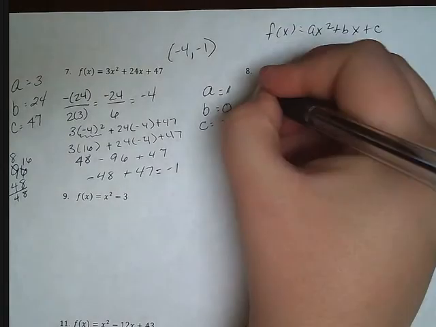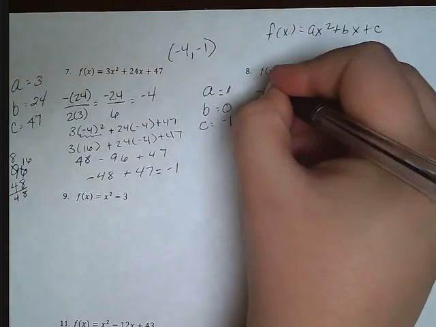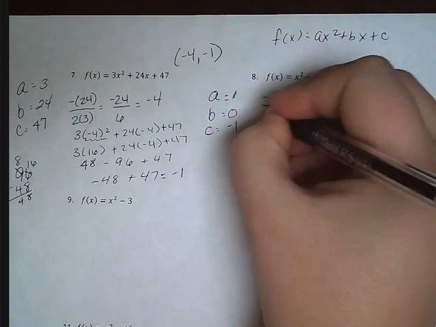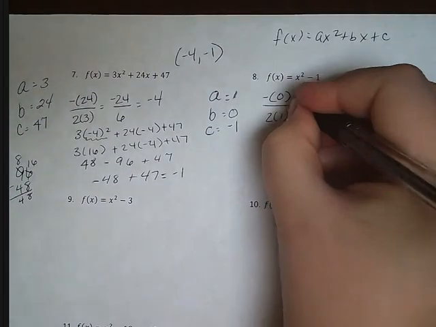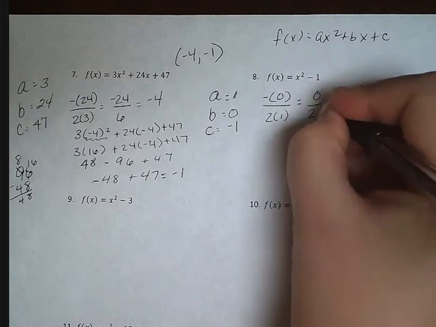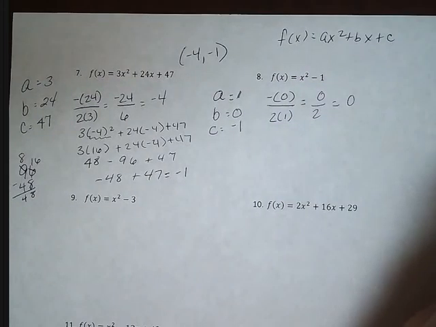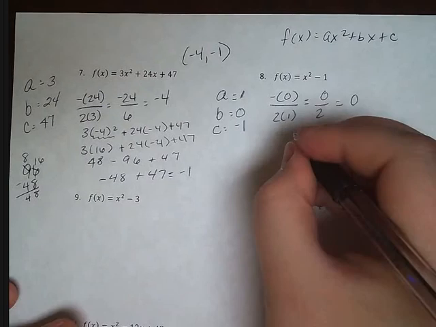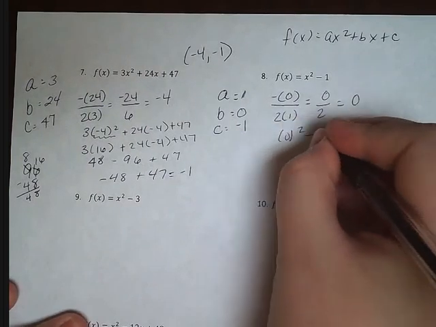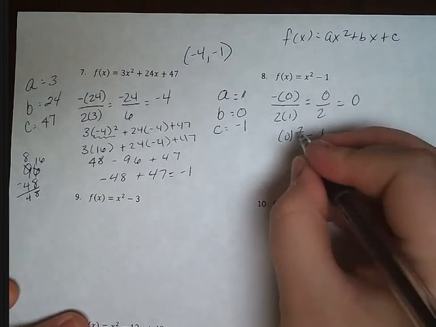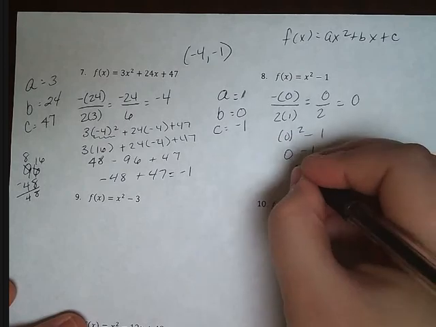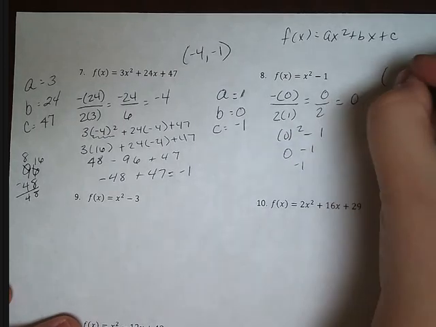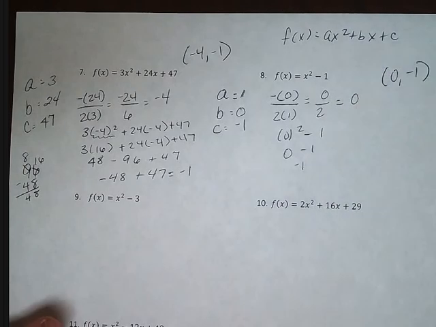So we get negative b over 2a. So that gives us 0 over 2, which is 0. And then we plug that into our original equation. 0 squared is 0. And then 0 minus 1 is negative 1. So we will get 0, negative 1 for our vertex for number 8.